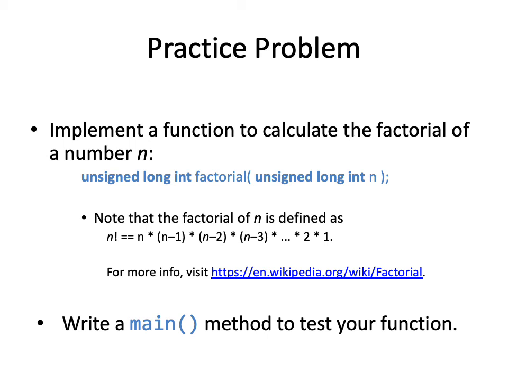Now if you remember what an unsigned long int is, unsigned means that it's going to be positive, not negative, and a long int means that it's going to have a lot more ones and zeros. It's going to be more bytes of memory than a regular unsigned int. Twice as many, in fact. So this is going to be able to store bigger numbers.